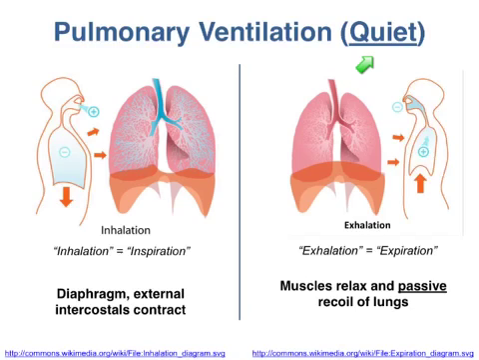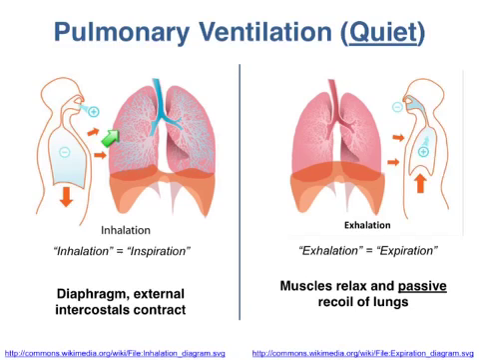During quiet ventilation, during inhalation, and sometimes inhalation is also called inspiration, you should be familiar with that term. During quiet inspiration, it's your diaphragm and your external intercostals that are involved. The diaphragm contracts. As the diaphragm contracts, it flattens, so it pulls your lungs down. The external intercostals, as they contract, pull your chest, your ribs, up and out, expanding your lungs.